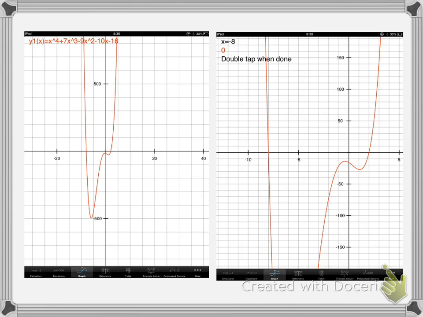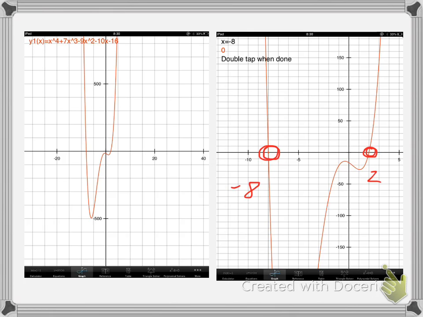Okay, so on the left here, I just gave you a little bit more of a zoomed out view. It's a fourth degree polynomial, so you can see the end behavior. We see that it crosses the x-axis twice, it has two zeros. If you zoom in a little bit, like I did on the right-hand graph over here, you can see that there are two zeros, one here at -8 and another here at 2.